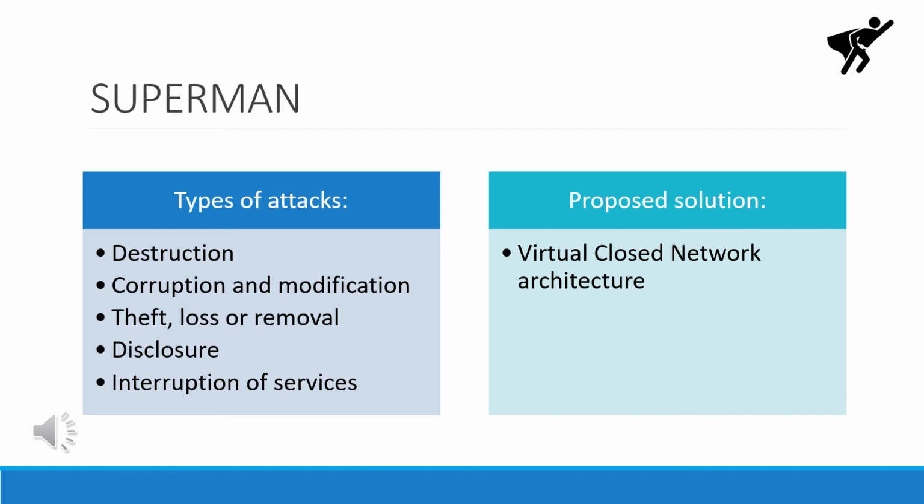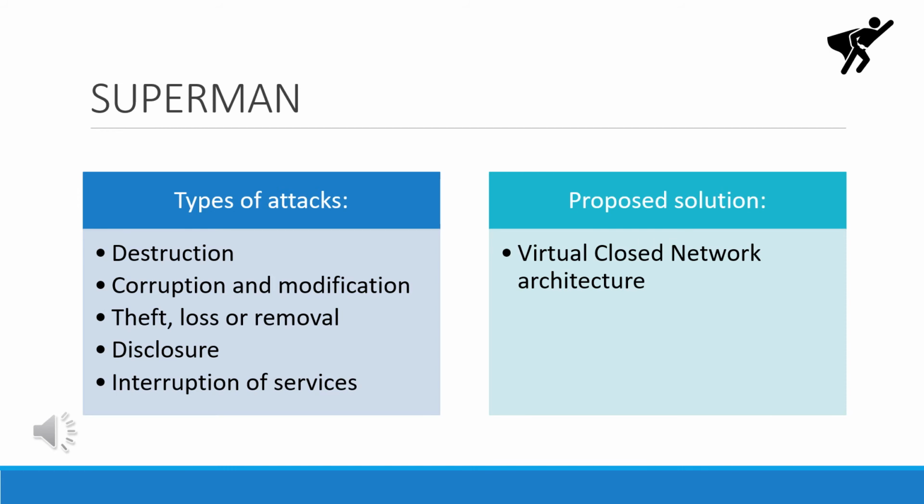So far, I've talked extensively about black hole attacks, but there are many other types of attacks. We can divide these types of attacks into 5 categories. Destruction, which involves completely removing a packet from the network and deleting it locally, preventing it from reaching the destination and destroying the packet. Corruption and modification, which involves making a packet unreadable or changing the content of the packet. Then theft, loss, or removal refers to stealing packets from the network for further analysis, causing packets to drop or removing them from the network.